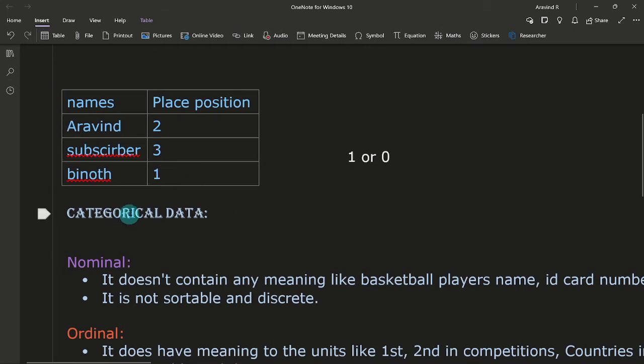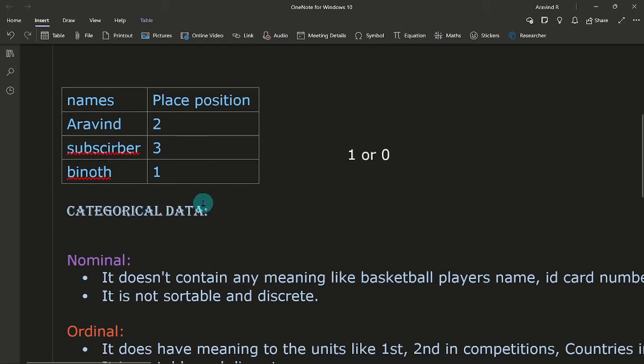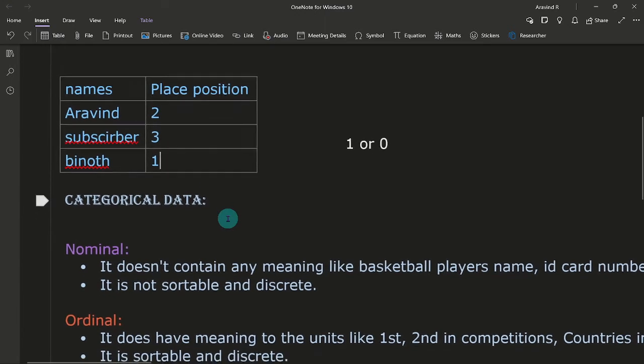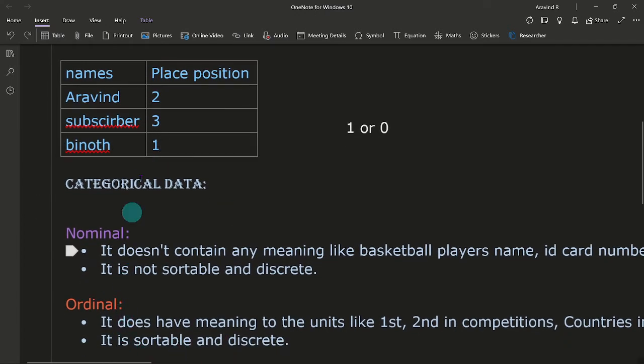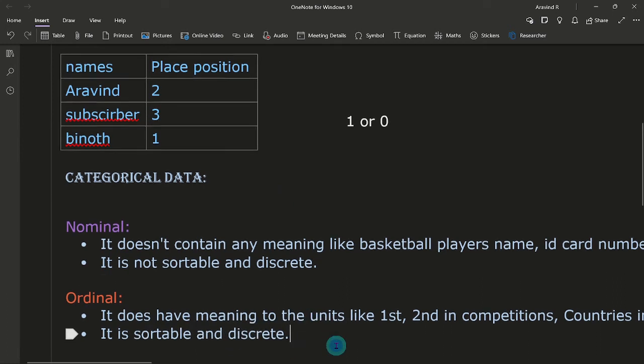So we have category data here. Subscriber is the third person in the basketball game, Binod is the first person, and Aravind is the second person. So we can sort this. This is ordinal. If we can make the data sortable, it is ordinal data. Then it is discrete, and I will come to the discrete part after.